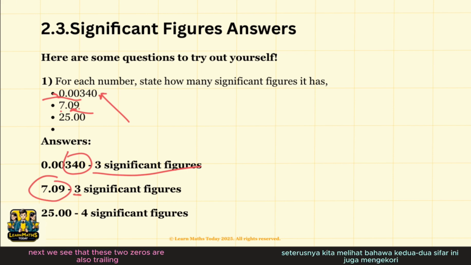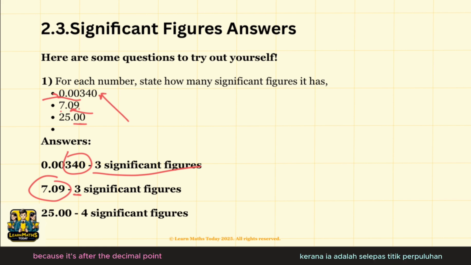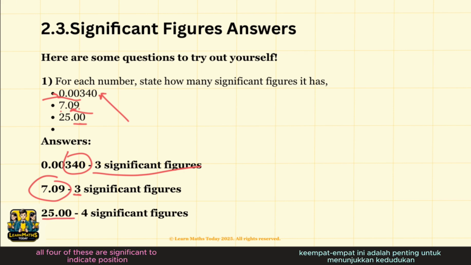Next, we see that these two zeros are also trailing because it's after the decimal point and it's after a non-zero digit. Therefore, all four of these are significant to indicate precision, and therefore it has four significant figures.